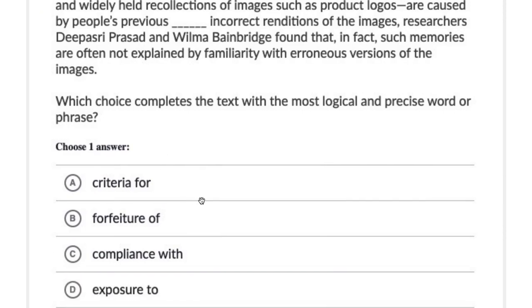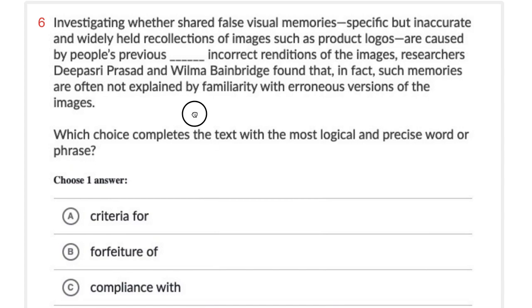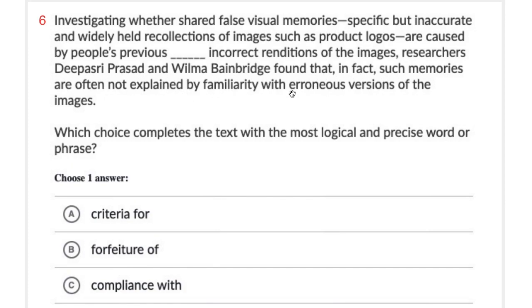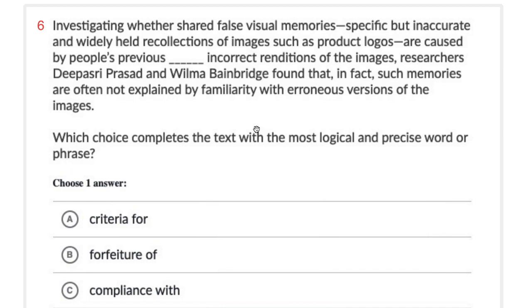Wait, I saw that down there out of the corner of my eye. Previous blank, incorrect renditions of the images. These researchers found that, in fact, such memories are often not explained by familiarity with erroneous versions of the images. Okay, wow. Complex, but this is going to be our clue here.